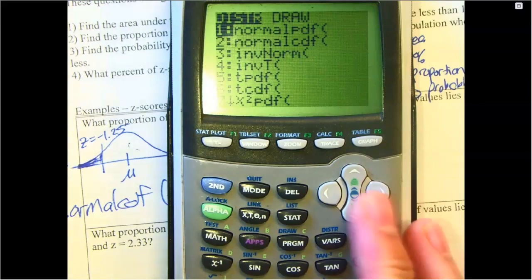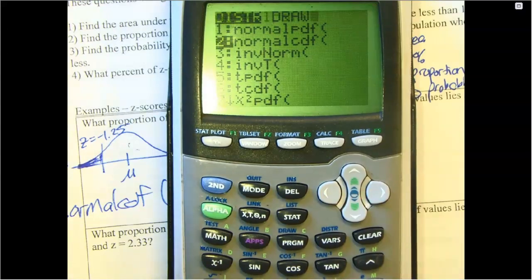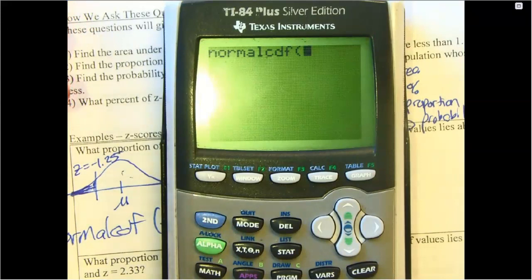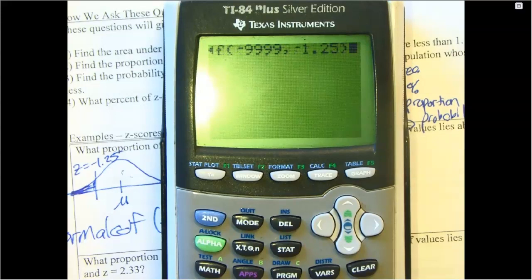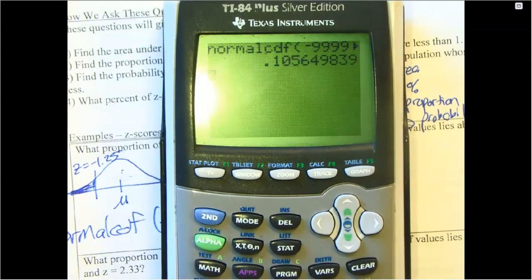And then you're going to scroll down to normal CDF. You got 0.105, that makes way more sense. Okay. Then type in, and I know there's two different kinds, negative 999, comma, negative 1.25. Close the parentheses and hit enter. And you should get 0.105.